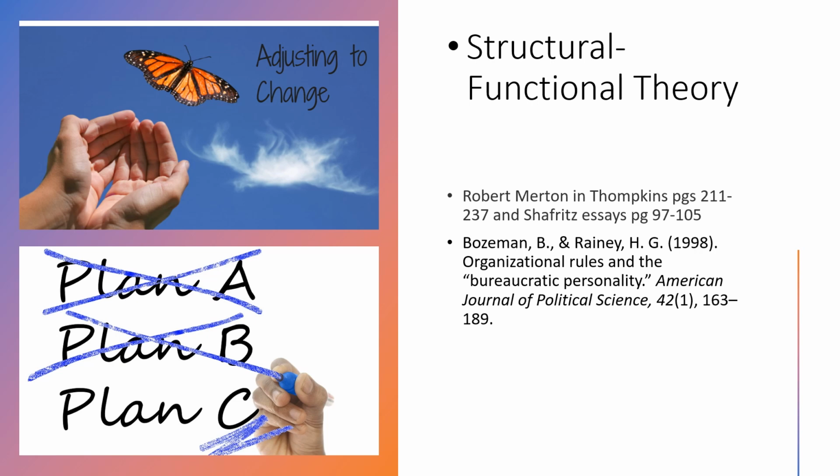The journal article by Barry Bozeman and Hal Rainey used Robert Merton's theories to see whether public sector managers or private sector managers were more bound to want more rules. Based on their study, they found that public sector managers are less likely to want that many rules. They thought public sector managers would be more rule oriented, but they were found to be less rule oriented, and the private sector more rule oriented.